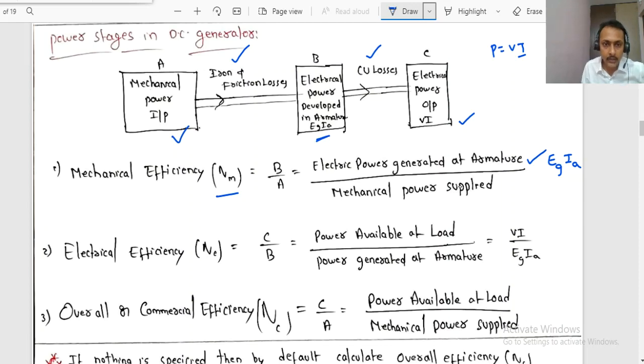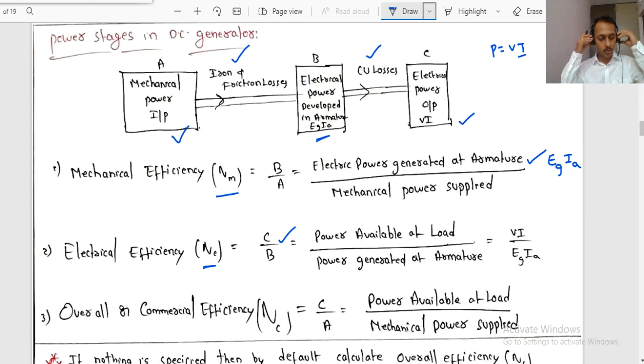Similarly, electrical efficiency eta E is given by C by B. But what is C? Power available at load. Power available at load divided by power generated at armature. But what is the amount of power available at the load? The current drawn by the load, the voltage across the load, the terminal voltage, the current drawn by the load, we have seen in DC machines classification, if you recollect.